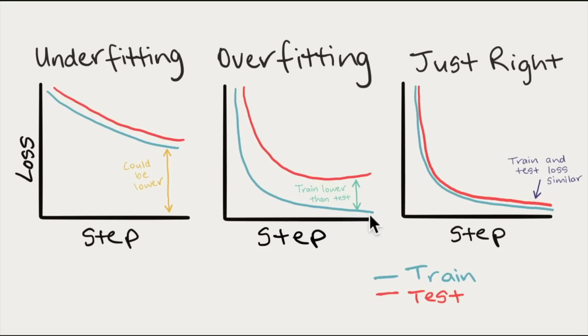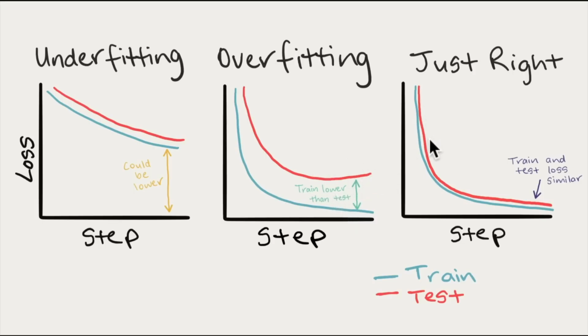Now this would be equivalent to say you were studying for a final exam and you just memorized the course materials, the training set, and when it came time to the final exam, because you'd only memorized the course materials, you couldn't adapt those skills to questions you hadn't seen before. So the final exam would be the test set. So that's overfitting. The train loss is lower than the test loss.